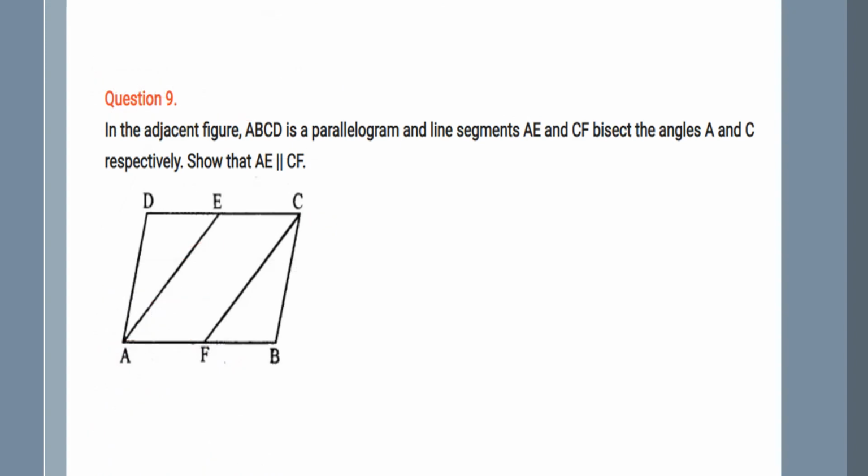Yes, next question. In the adjacent figure, ABCD is a parallelogram and line segments AE and CF bisect angle A and C. AE bisects angle A and CF bisects angle C. Show that AE is parallel to CF. This we have to show, that AE is parallel to CF.